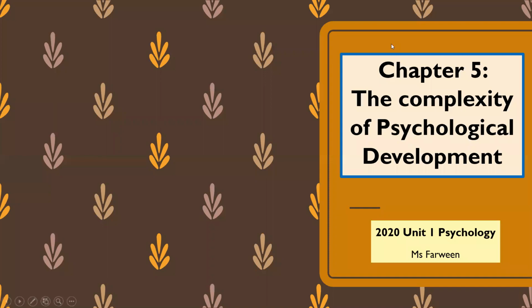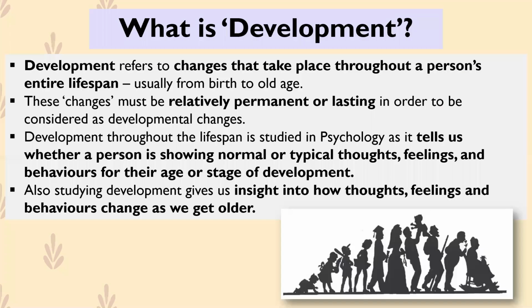So, looking at chapter 5 now. It's about the complexity of psychological development. We look at all the different mental theories and ways in which we differ. The first thing that we're looking at now is: what is development? Basically, how is development defined?